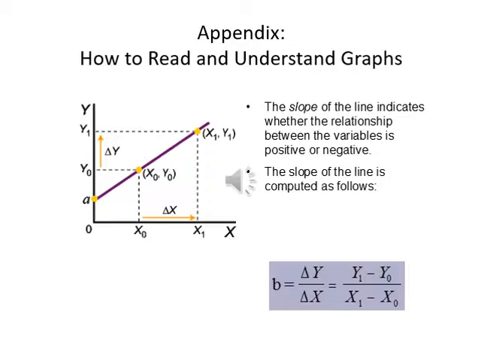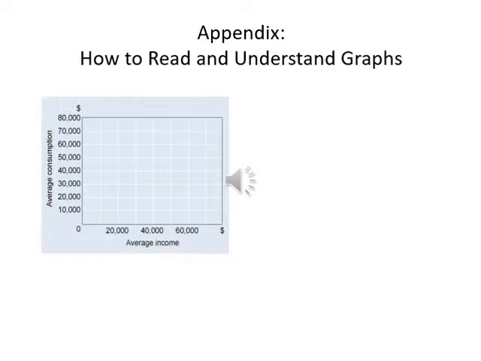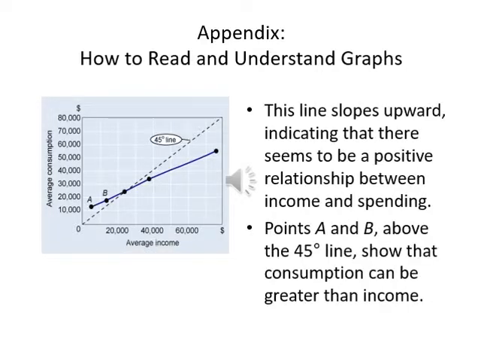The line in the graph slopes upward, indicating that there seems to be a positive relationship between income and spending. Points A and B, above the 45 degree line, show that consumption can be greater than income.